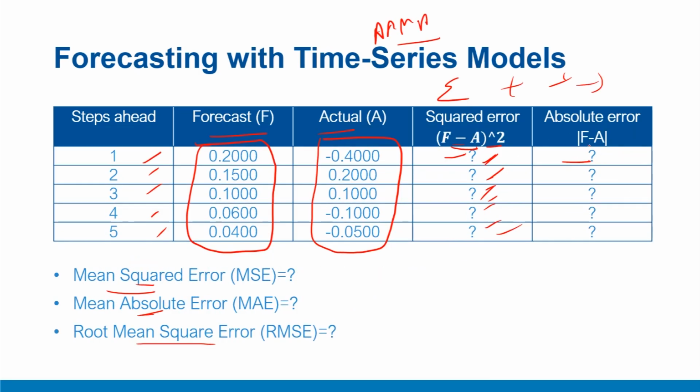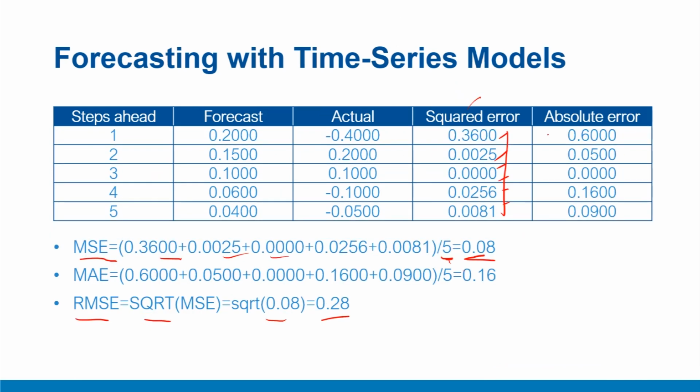So again, I can compute the error, f minus a, forecast minus actual, take its mod or absolute value, and then I can sum up all these values and divide by the number of observations. For example, in this case, I have these absolute errors. I can sum them up, all 5, and divide by 5 to get what we call the mean absolute error.